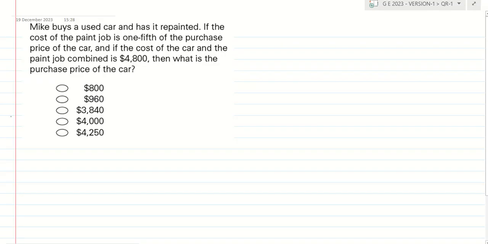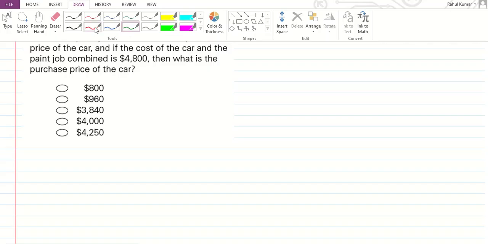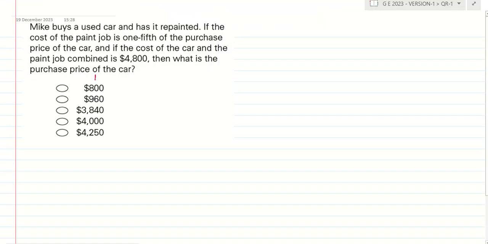Mike buys a used car and has it repainted. The cost of the paint job is 1/5 of the purchase price of the car, and the cost of the car and the paint job combined is $4,800. Then what is the purchase price of the car? Again, I can use PITA, plugging in the answer. Whatever is given in the options is the purchase price of the car, isn't it?